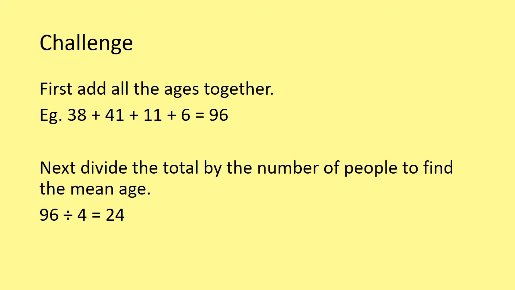To do this, you'd need to start by adding all the ages together. So for example, 38 plus 41 plus 11 plus 6 is 96. And then next, divide the total by the number of people to find the mean age. So in my example, 96 divided by 4 is 24.